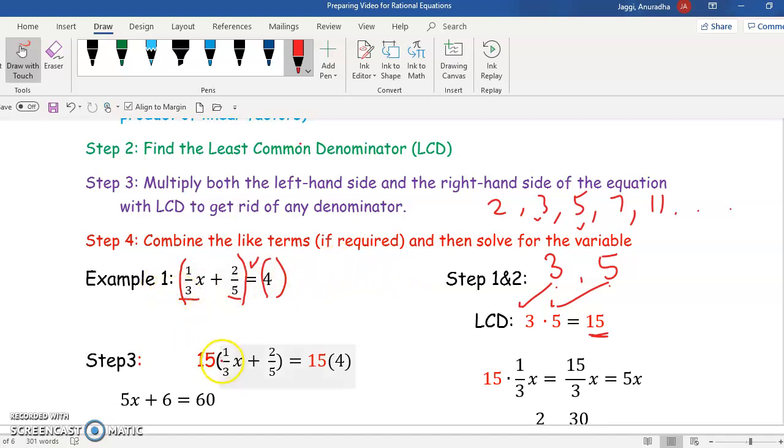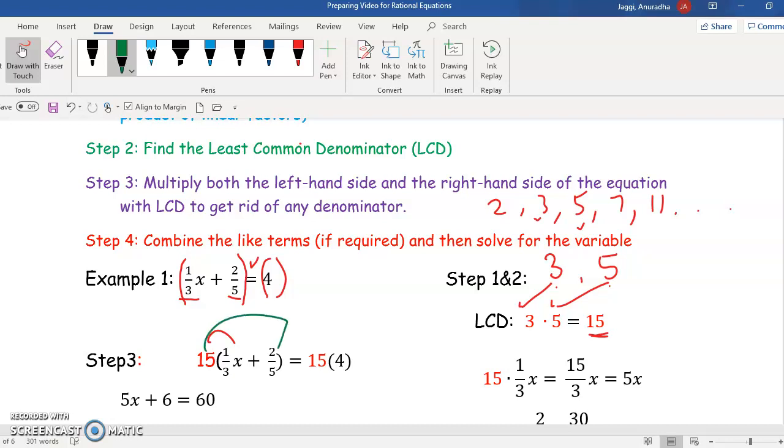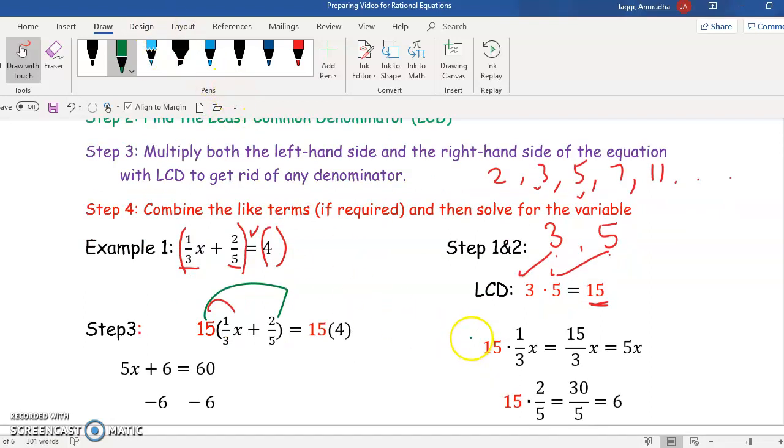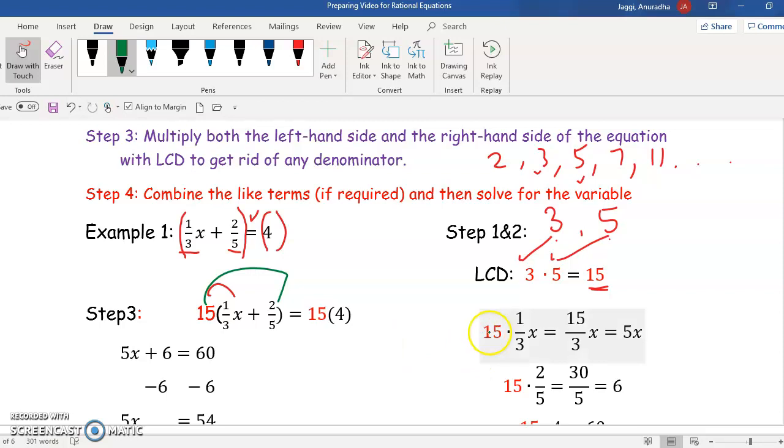So once you put them in parentheses, the left hand side and the right hand side, you multiply them by the least common denominator, which is 15. Now this 15 is multiplied by 1 by 3x, and it is distributed here because there are two terms. So you're going to multiply it by 1 by 3x, and then you're also going to multiply it by 2 by 5. Here separately it's shown as 15 multiplied by 1 by 3x.